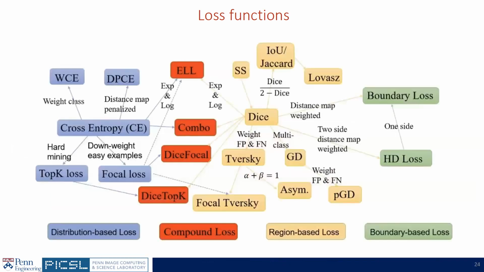Another way to think about this process is that you have all your losses over here, your dice-based losses, which are intersection over union kind of losses, and then your boundary-based or surface-based losses on the other side. Then you can mix and match these losses to get your final loss function. So we will see both of these on the slides.